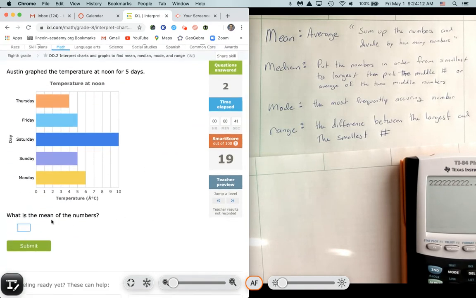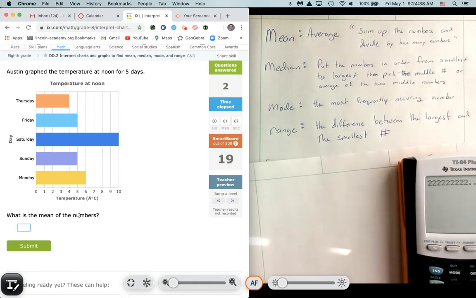Okay, now here's a mean. And this is in a bar graph. Now the bar graph, if you'll notice, the only place I see numbers is down here on the bottom. So again, what they're looking for is on Thursday, they had 4, okay? On Friday, they had a 5. On Saturday, they had a 10. On Sunday, they had a 5. And on Monday, they had a 6. Well, what was the mean or average of these numbers?